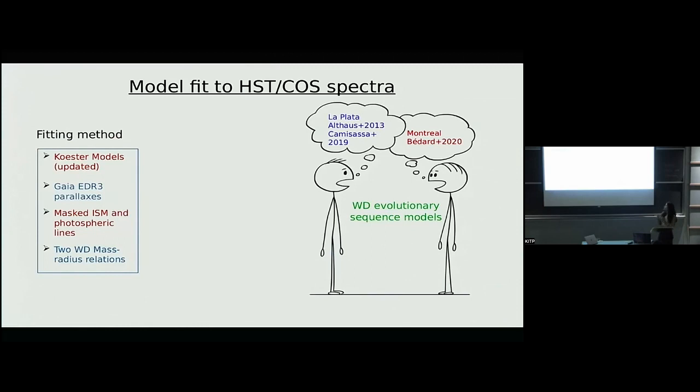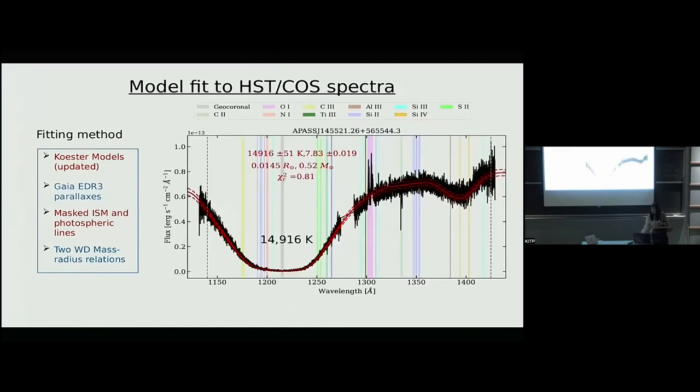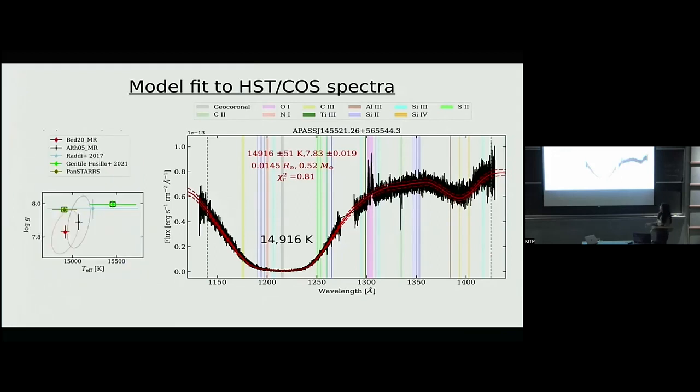Now what we wanted to check is whether using these two different mass radius relations in our fitting gives different results. This is one example of a white dwarf in our survey. You can clearly see the red is the fitted model and the black is the observed spectrum. We compared that with other results. The red one is the fit from the Montreal group, and the gray one is the fit from La Plata. We see slight differences in the obtained parameters; however, they agree with other studies.